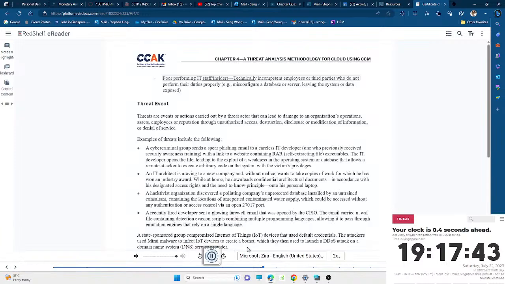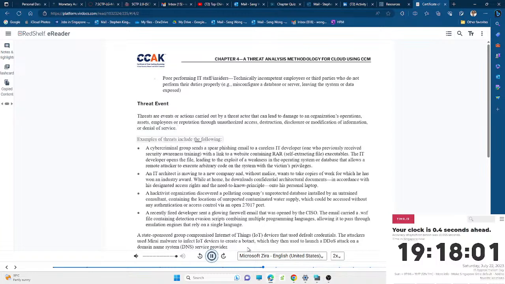Poor performing IT staff/insiders, technically incompetent employees or third parties who do not perform their duties properly. Example: misconfigure a database or server, leaving the system or data exposed. Threat event: threats are events or actions carried out by a threat actor that can lead to damage to an organization's operations, assets, employees, or reputation through unauthorized access, destruction, disclosure or modification of information, or denial of service.